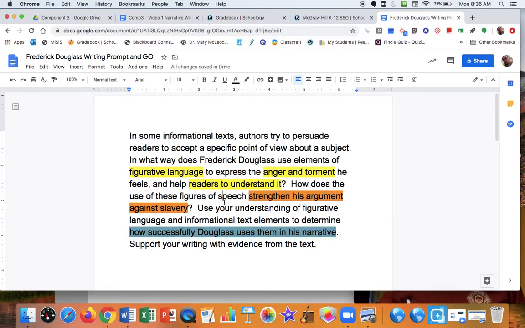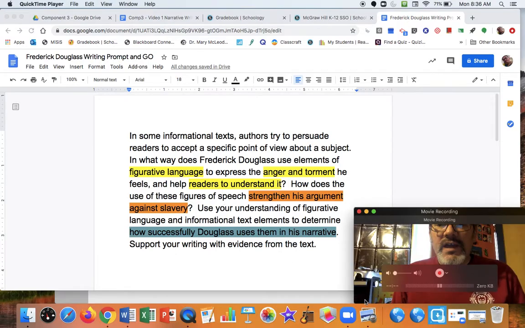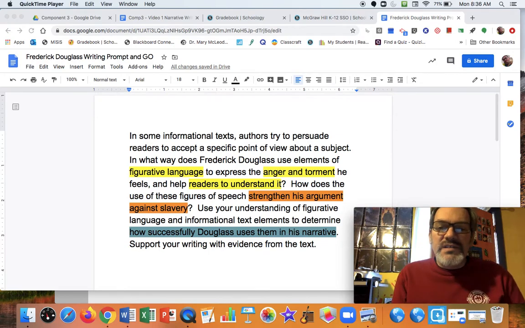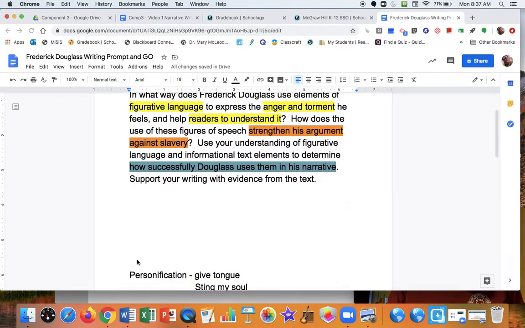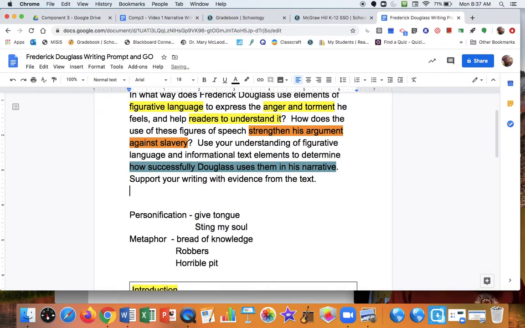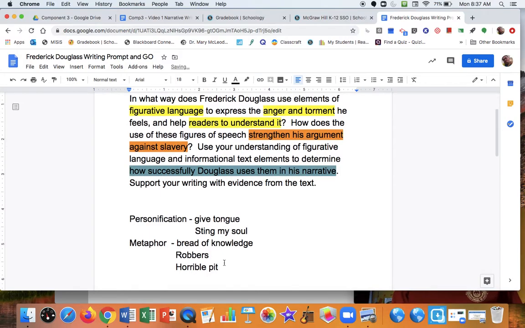All right. So we have to answer quite a few items in this. So this is how I would do it. First of all, I would go through the text and I would find examples of figurative language and use that to build my argument. There are many, many examples. I went into the text and I pulled out a few. And here they are. Let's not get to my graphic organizer yet.